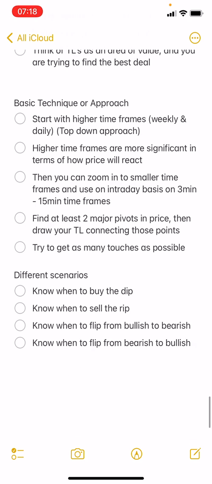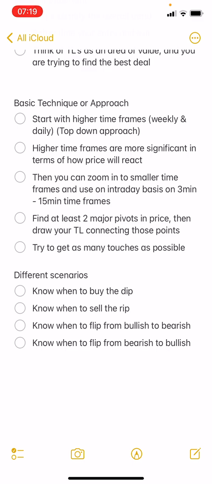So the best technique or approach: I always want to start with a higher time frame. I always look at the weekly and daily charts, and you want to take a top down approach. Everything in TA with me is a top down approach, meaning I'm looking at the weekly, then I zoom into the daily, then the 4 hour, then the 1 hour, then the 15-minute, all the way down to the 3-minute when I'm doing my intraday scalping.